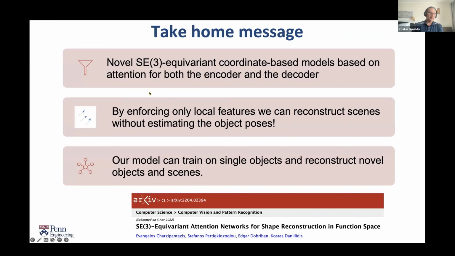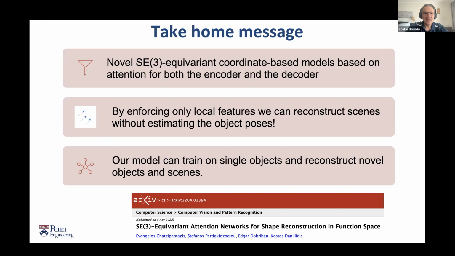So just to close with a take-home message, we really presented the first SE3 equivariant coordinate-based model that uses attention in both the encoder and the decoder, the actual coordinate-based network. And by enforcing only local features, we can reconstruct the scenes without estimating the object poses. We really don't need to train on the whole scenes at all.